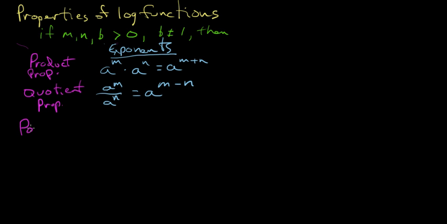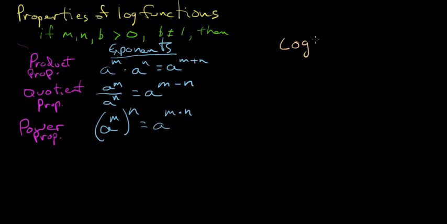And then there's the power property. Okay? The power property is that thing that says a to the m raised to the n power equals a to the m times n power. You remember all those? Good, because we're going to show you how similar properties work for logarithms. There are corresponding properties just like that.